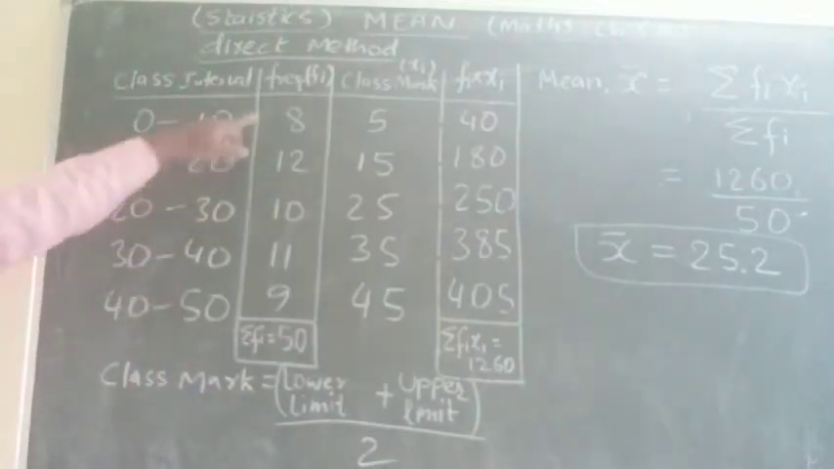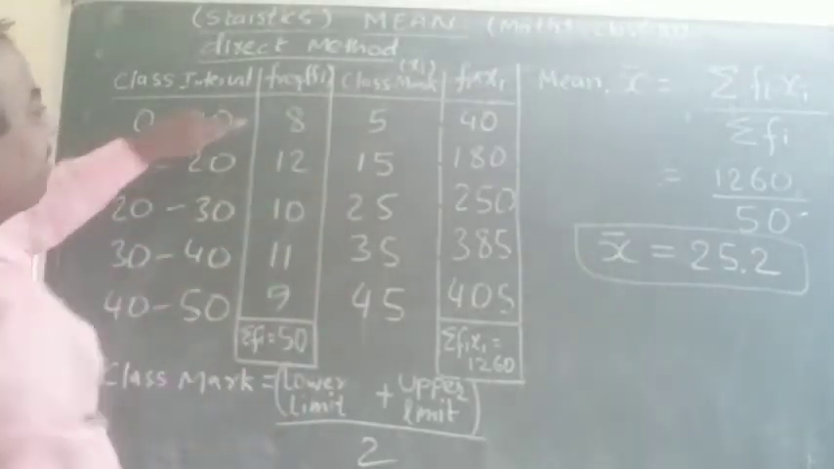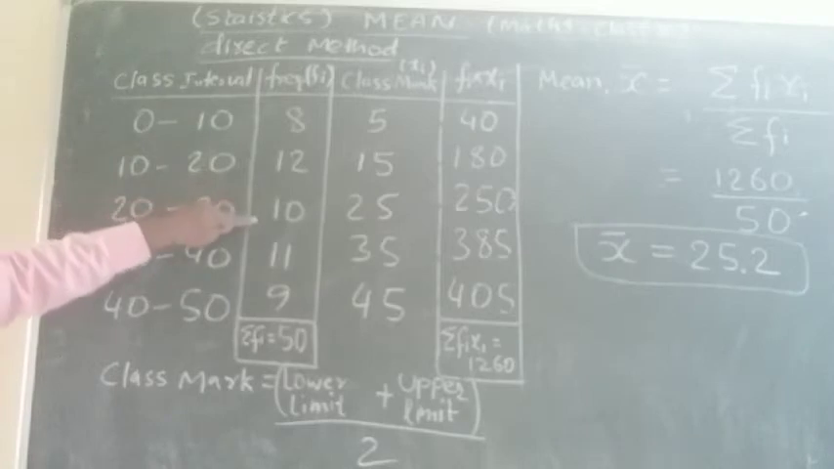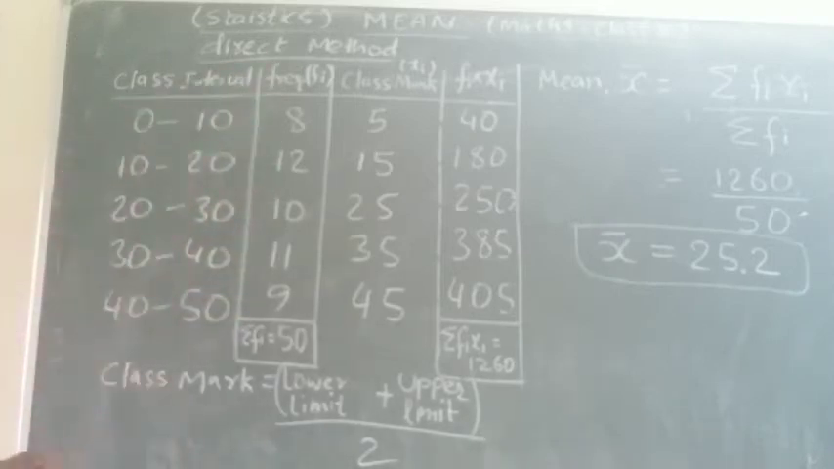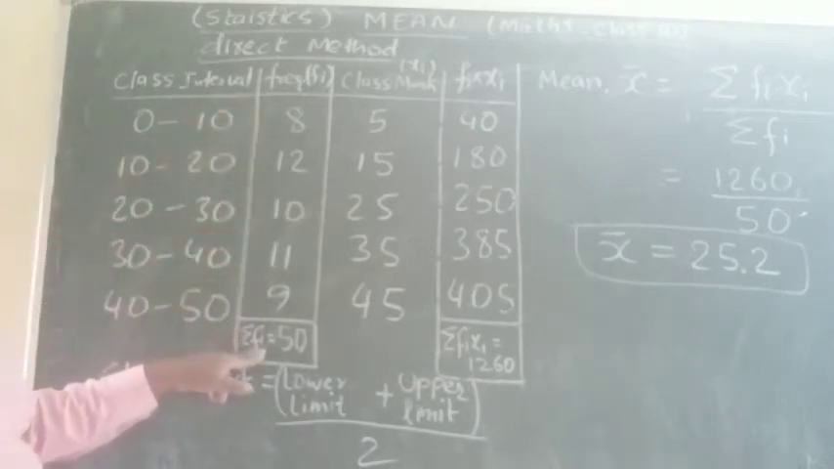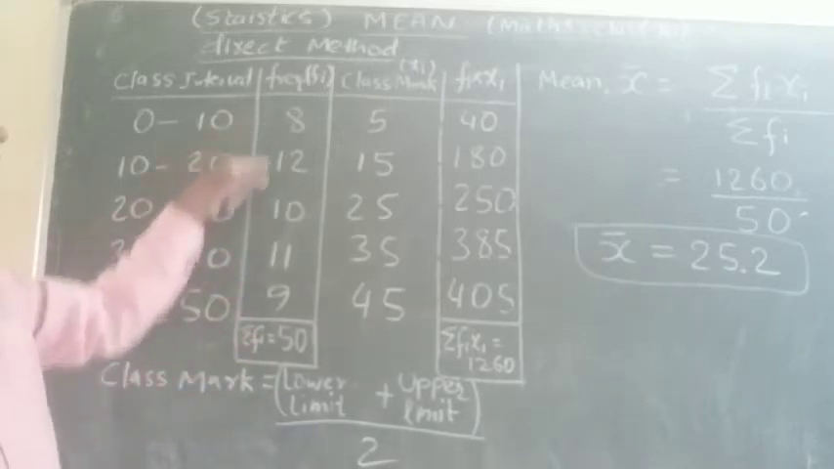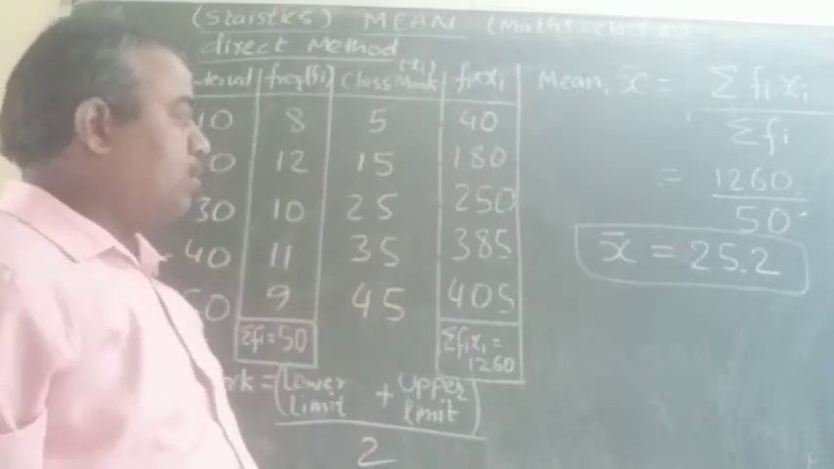Now, we have to take the sum of all frequencies. I value 1 is the first frequency, i value 2 the second frequency, i value 3 the third frequency, i value 4 the fourth frequency, i value 5 the fifth frequency. Now take the sum of all frequencies, that is sigma fi. The sum of all frequencies is 50, and the sum of all fi xi is 1260.